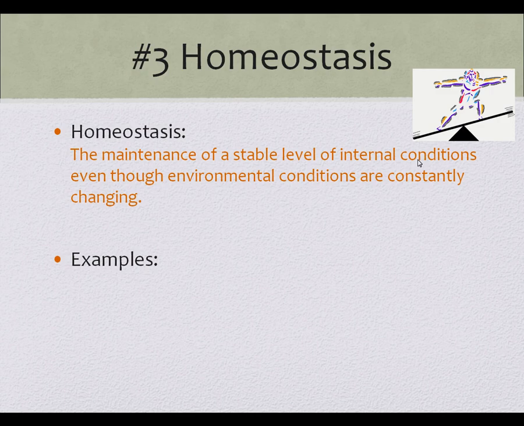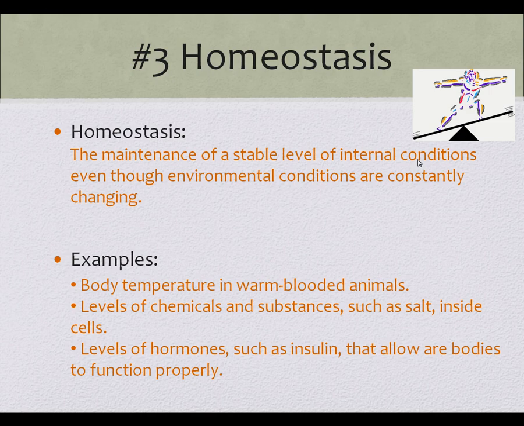Some examples that are easy to imagine, especially with animals, are body temperature. Warm-blooded animals, we maintain a stable body temperature. We maintain stable levels of chemicals and substances, such as salt, and we maintain certain sugar levels in our bloodstream. We maintain certain levels of hormones. Even though, being a teenager, you may feel like your hormones are going crazy, your body does make an effort to regulate those. Insulin is a hormone that regulates the amount of sugar that's found in our blood.